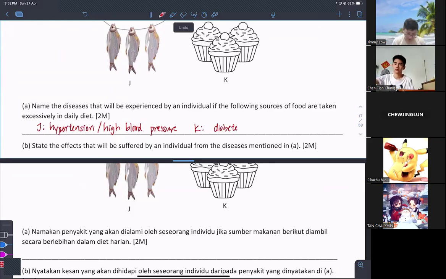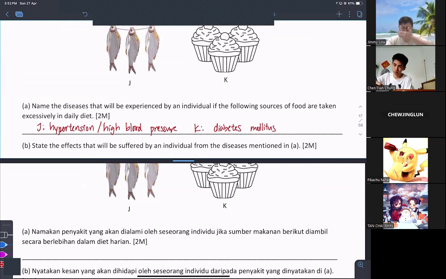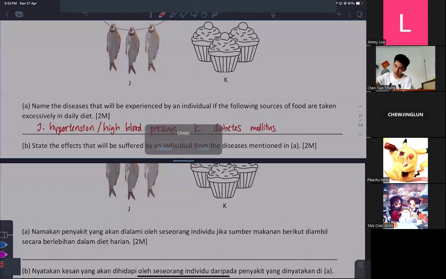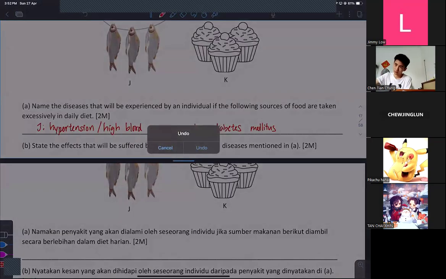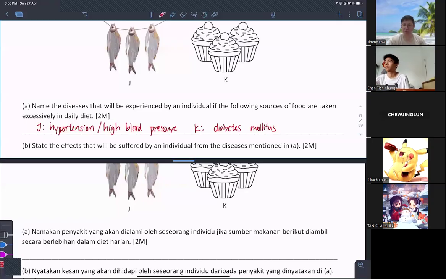But the point I want to bring out, when you write diabetes, don't stop at diabetes. You make it complete. Diabetes mellitus. Okay, diabetes mellitus. Hold on. Okay, sorry, I'm having sneezing just now.